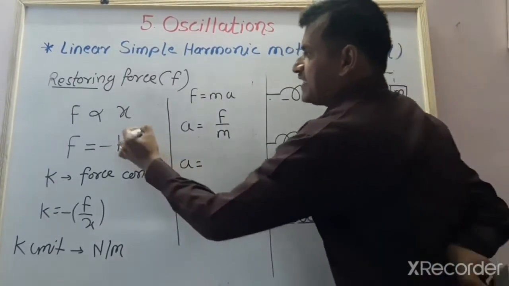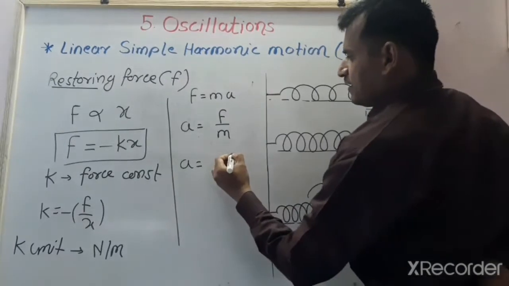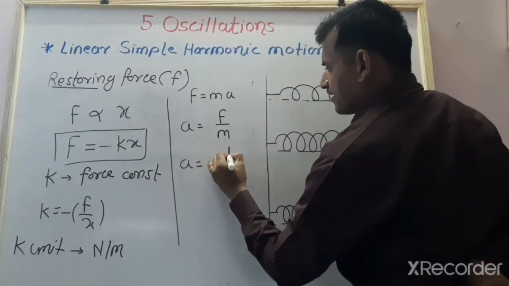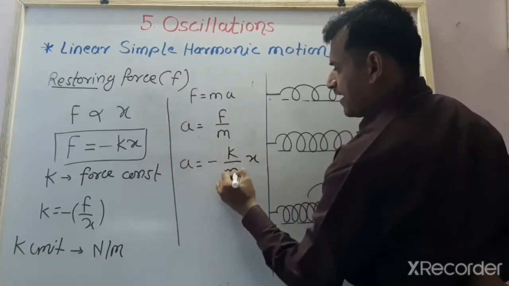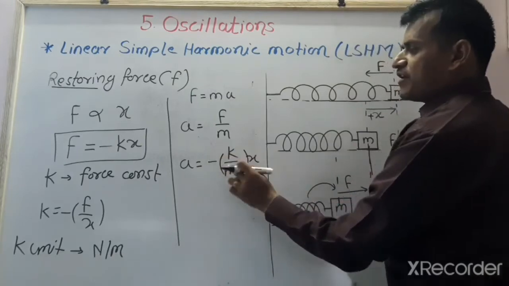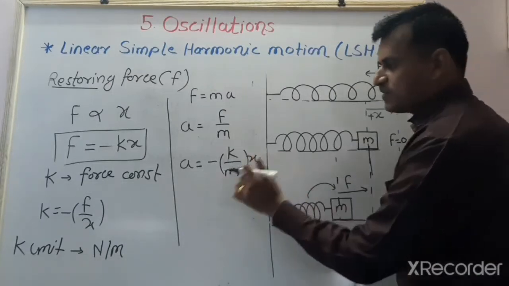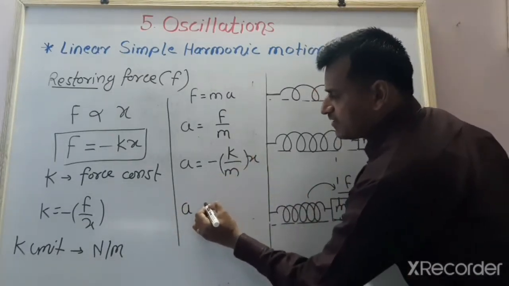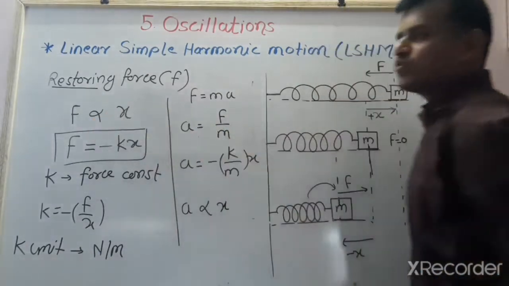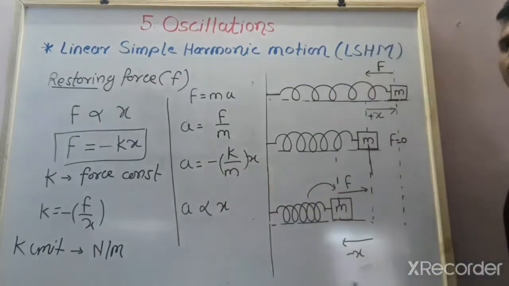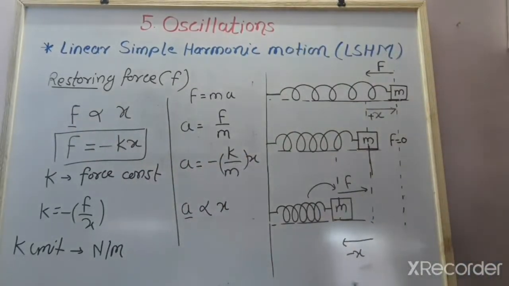This restoring force is given by this equation: F is equal to minus K into X. Substitute this. It is minus K into X divided by this M. Minus K upon M is the constant. The force constant and the mass of the block are constant. Then we can write here that this acceleration is directly proportional to the displacement also. Here the force is directly proportional to displacement and acceleration is also directly proportional to displacement. This acceleration and force are directed toward the mean position.